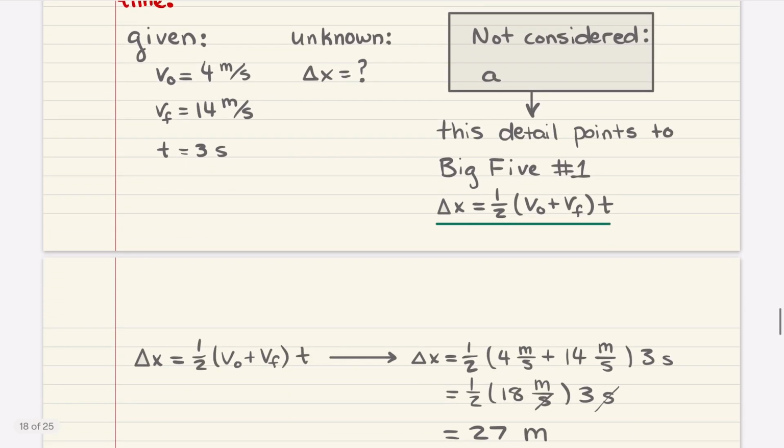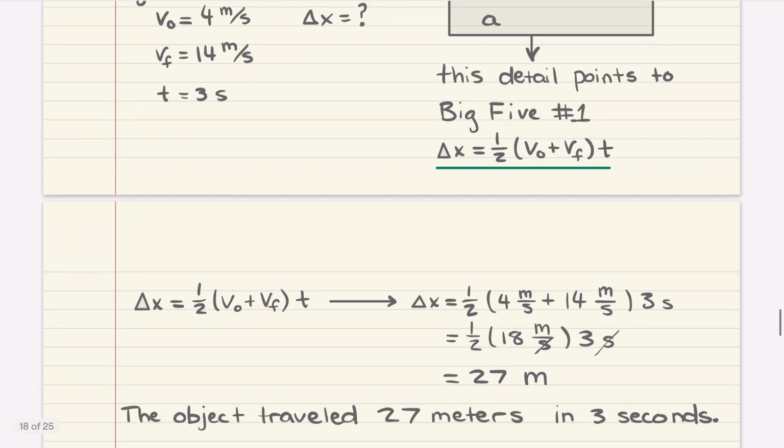I'm going to write it down here. Big five number 1, where displacement is equal to 1/2 times v naught plus v final, times t. And that's exactly why we want to use this equation, because we don't have acceleration, nor are we looking for acceleration. So we want a relationship that doesn't consider acceleration. That said, I'm going to plug in what I know. So displacement is equal to 1/2 times 4 meters per second plus 14 meters per second, because that's initial velocity plus final velocity, times our time. And then from here, just a little bit of simplifying, and we'll get that delta x is equal to 27 meters. So I say that the object travels 27 meters in 3 seconds.